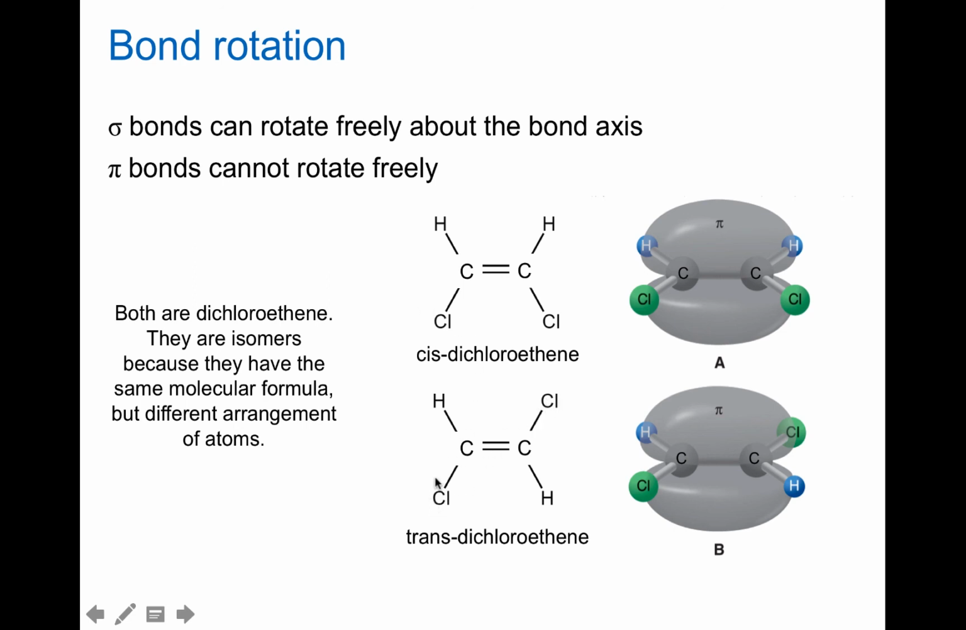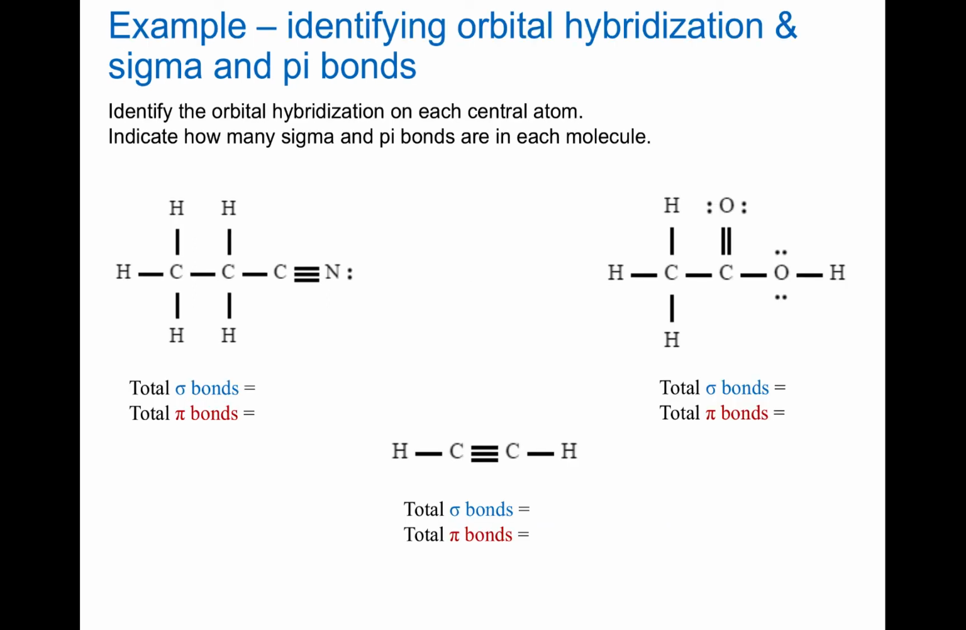And these two compounds actually have different chemical and physical properties, such as different melting points and different boiling points. This is a concept that will get explored much more in detail if you move on to organic chemistry. Here's an example where I'm giving you an organic compound.